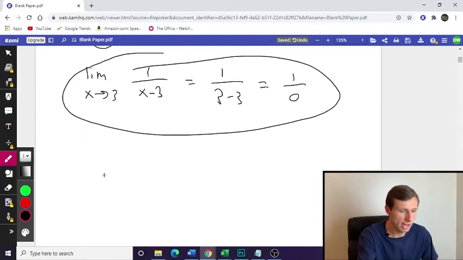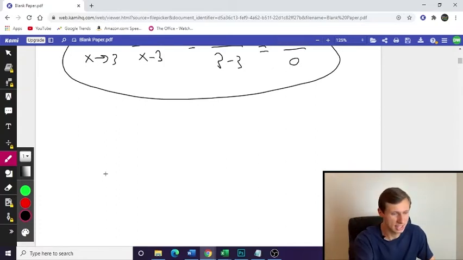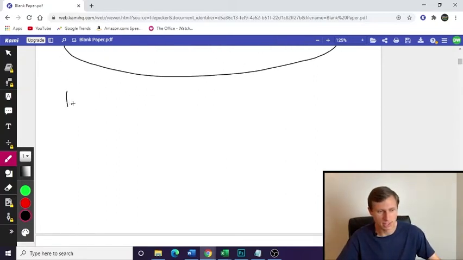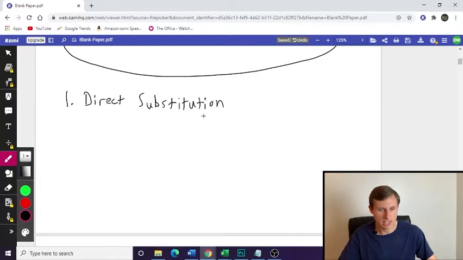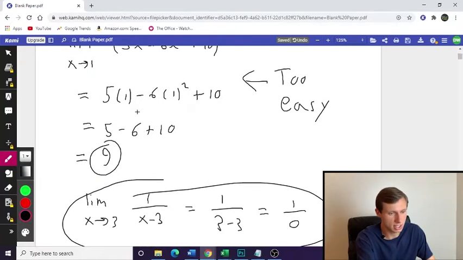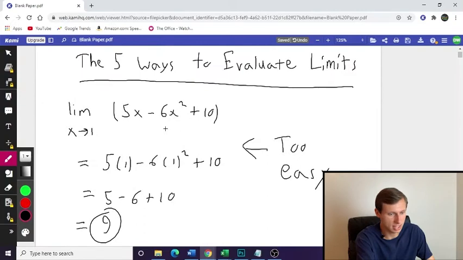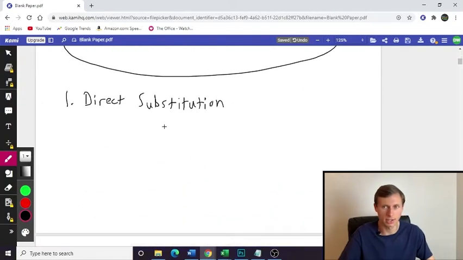So here we go, the 5 ways to evaluate limits. Take notes, everyone. The first method we're going to use, and you should always at least think about this in the back of your head, is using direct substitution. And direct substitution is exactly as it sounds. It was actually the same thing as that first example where we had 5x minus 6x squared plus 10, where we can just directly plug it in.